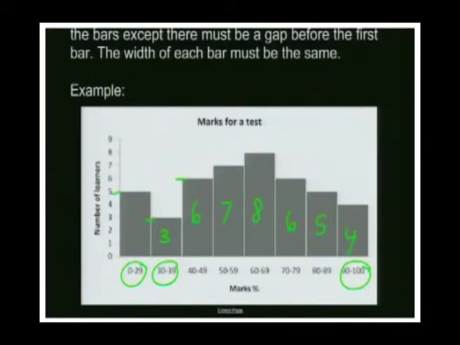So this shows us very clearly where the marks were distributed in the class. Who got the best marks? Well, 90 to 100% got the best marks. But which category had the most people? Well, it was the people who were between 60 and 69%. Let's have a look at the next thing.